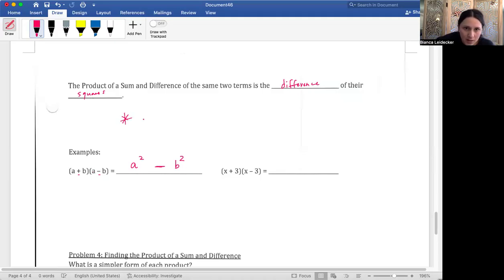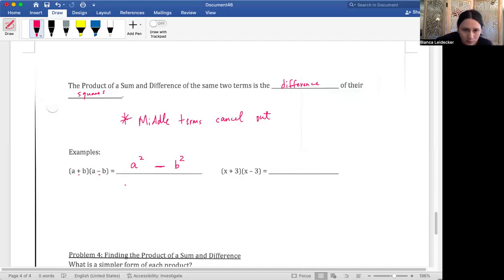What ends up happening is the middle terms that we normally add up as like terms, the middle terms cancel out. And that is why in our final answer, we're left with basically the difference of the squares of those terms.